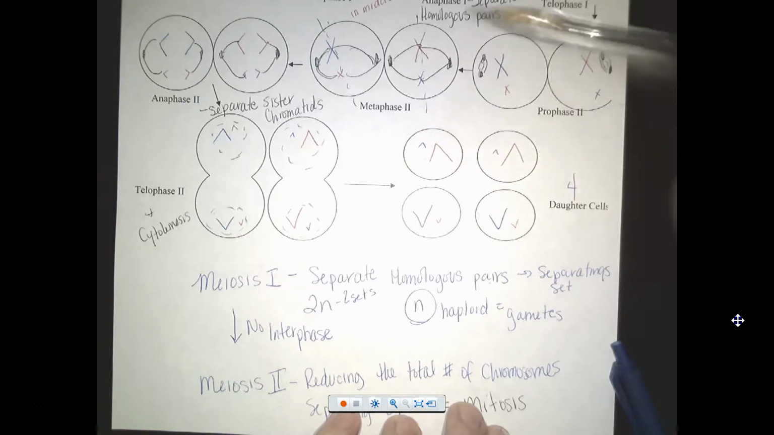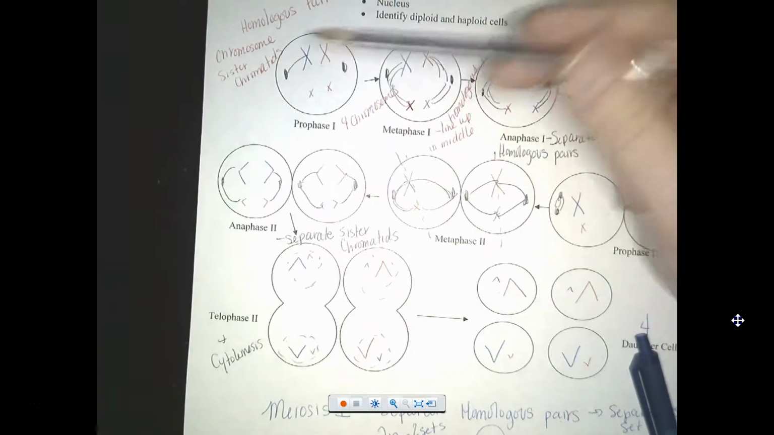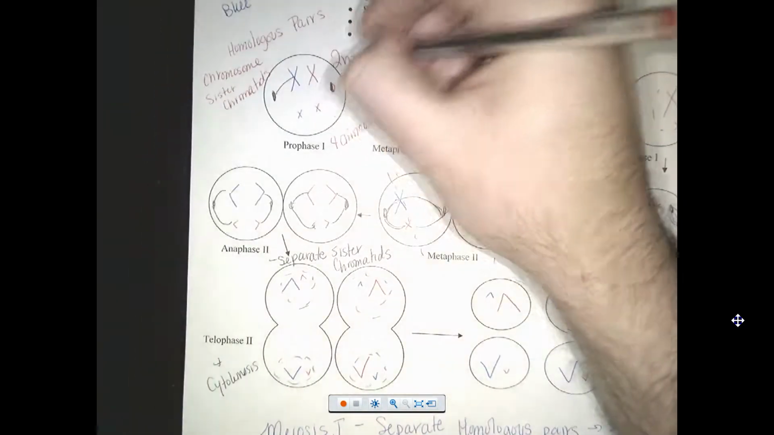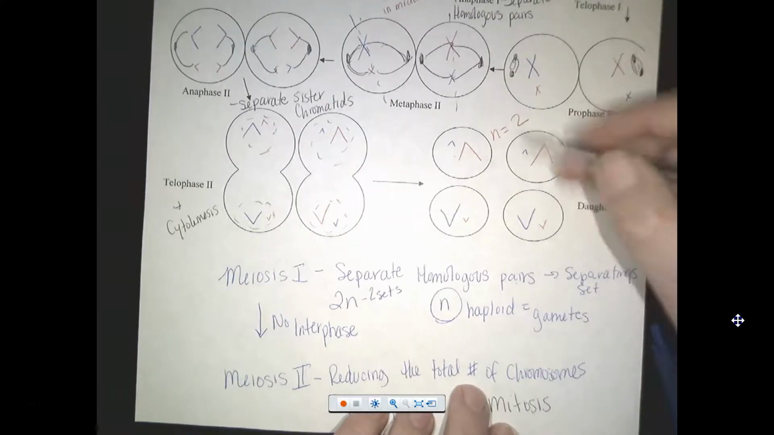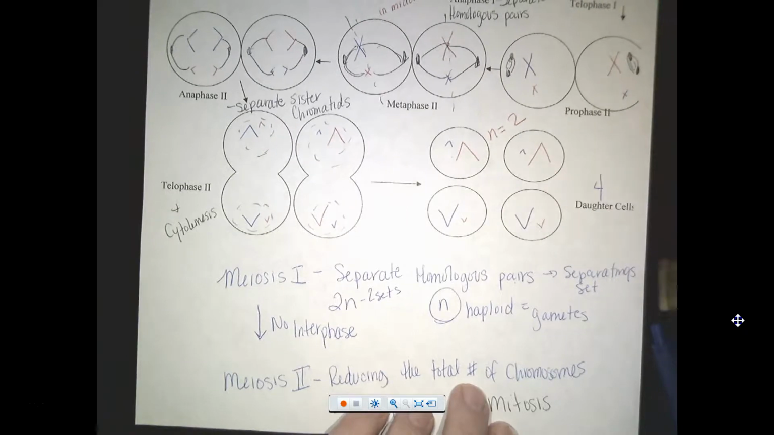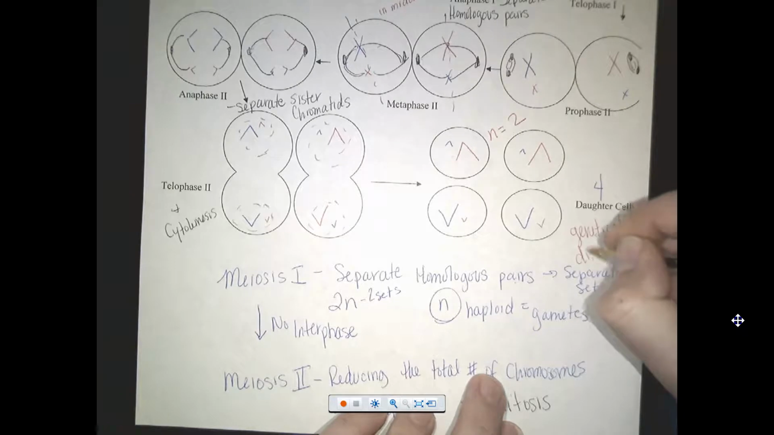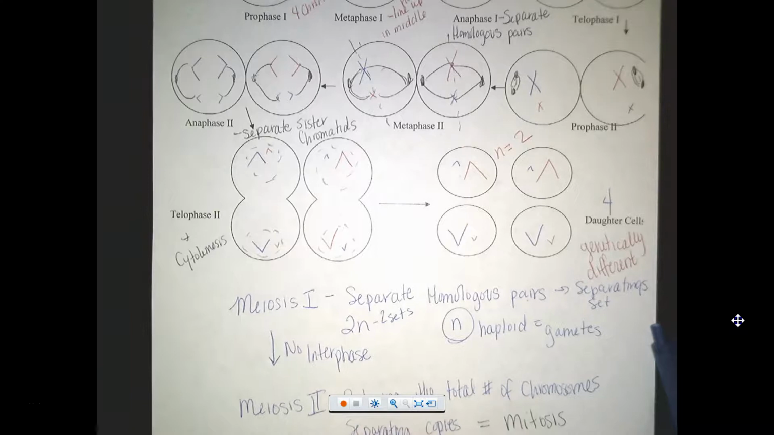So we are going from where our cells had 4 total chromosomes down to where we only have 2. So we go from our diploid number, which was 4, to a haploid number. What's our haploid number? 2. So we're reducing the number, and then do all of these cells have the same chromosomes in them? No, they're different. These are all genetically different. And that genetic difference comes from 2 places.